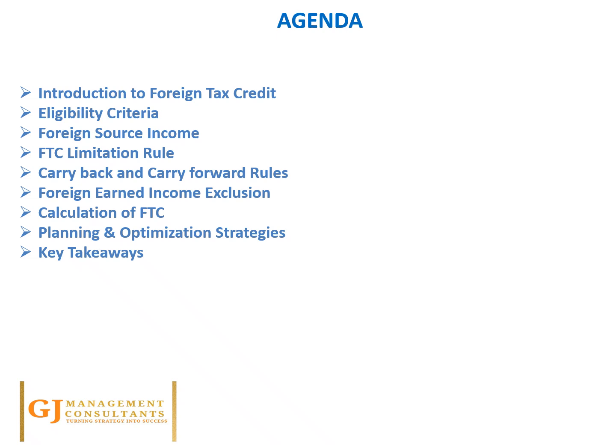Okay, so the key agenda items that we're going to cover today are the introduction to the foreign tax credit and eligibility criteria. We'll talk about the concept of foreign source income. We'll also talk about the FTC limitation rule, and we'll understand the concept of carryback and carry forward rules in the FTC. We'll also understand the concept of foreign earned income exclusion and calculation of the FTC. We'll have a slide on planning and optimizing strategy, and then a key takeaways slide. So let's start the discussion then.